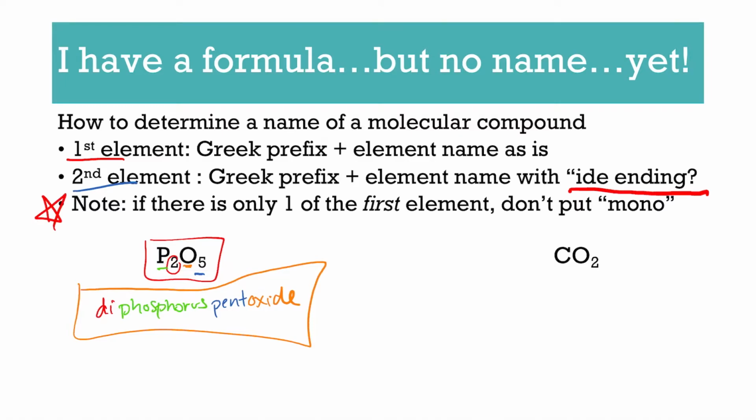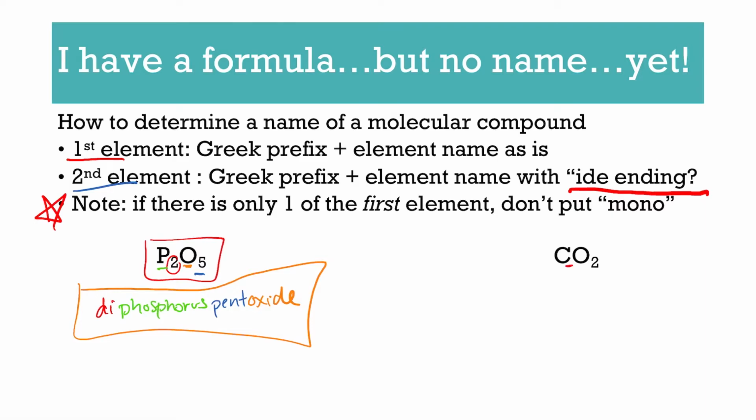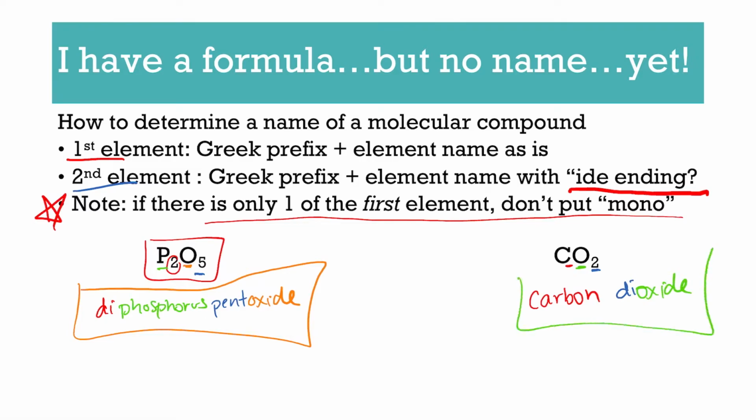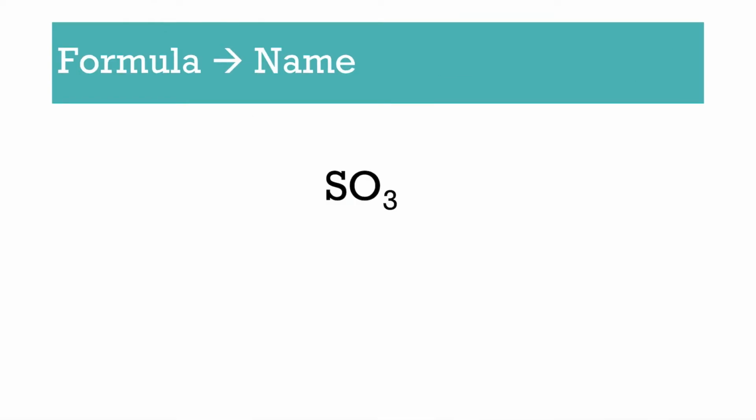Just like that. With the next one, we have 1 carbon. But because it's the first element, we don't put mono. We just write carbon. And then we have 2 oxygens, so di, and then with the oxygen itself, you write oxide, carbon dioxide. So even before this, you guys knew CO2 was carbon dioxide, and so that's a good way to remember that the first element, if there is only one of them, does not have a prefix. Okay, so go ahead and try this one.